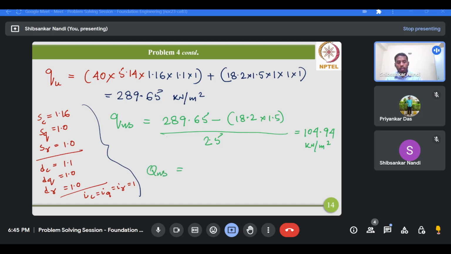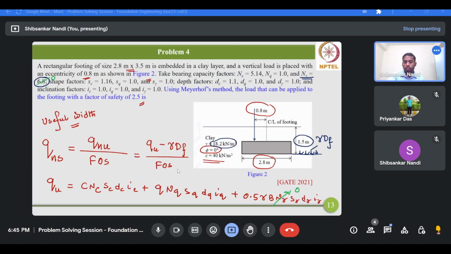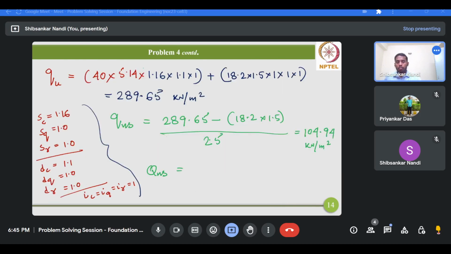Okay, so qns, that is the safe load which can be applied with a factor of safety of 2.5, would be this net safe bearing capacity multiplied by the footing area. Now what is the footing area? It would be B times L. So this is B and this is L. So it would be qns multiplied by B multiplied by L.